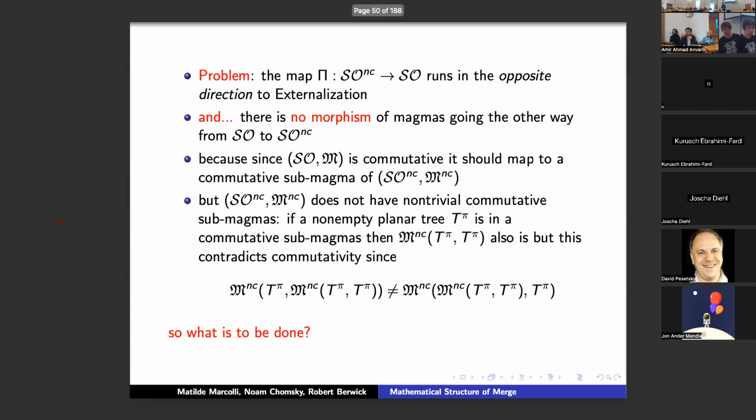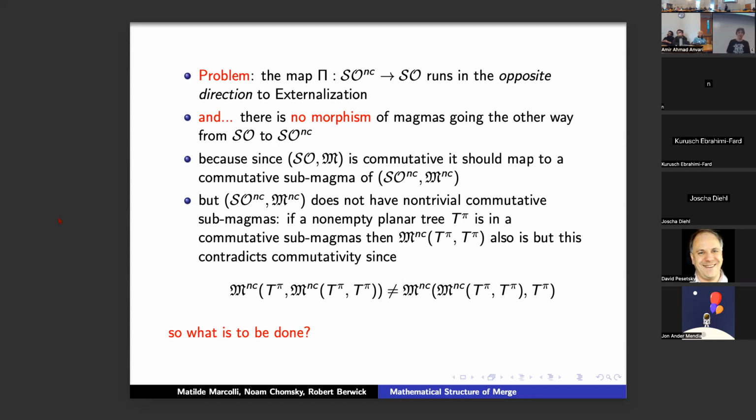This is all good, but there is no way to go the other way with a similarly nice map, because there is no morphism of magmas that goes from the commutative one to the non-commutative one. Because if you are mapping something commutative, and it's a morphism, to preserve the operation, what you get should also be commutative. And the thing is that this non-commutative one is free, there are no relations, it contains no sub-magma that's commutative. So you have nowhere to map it so that it will stay commutative.